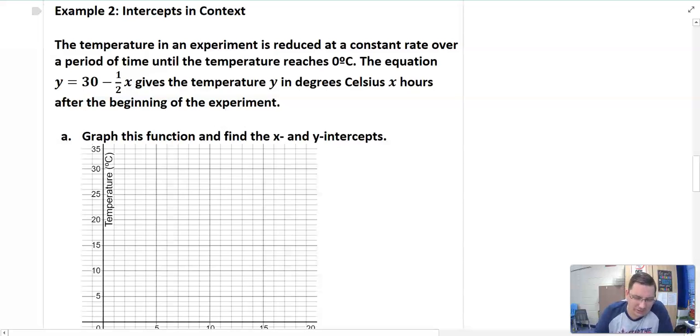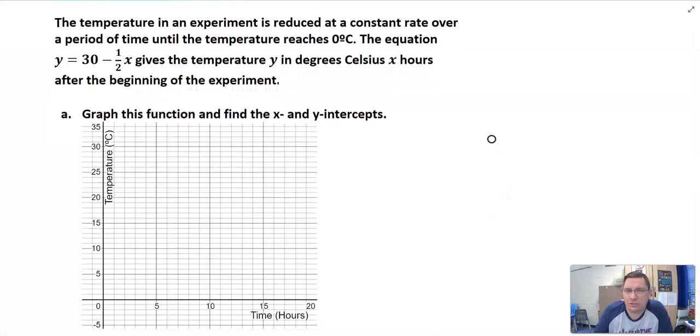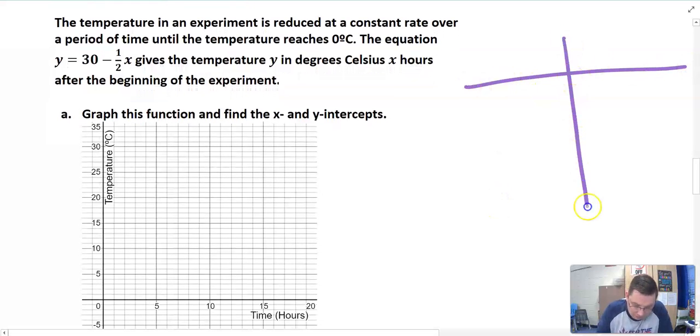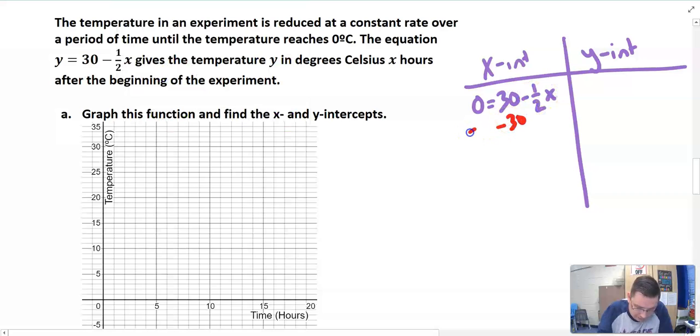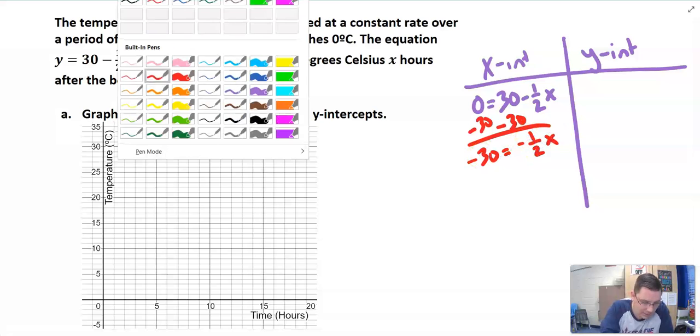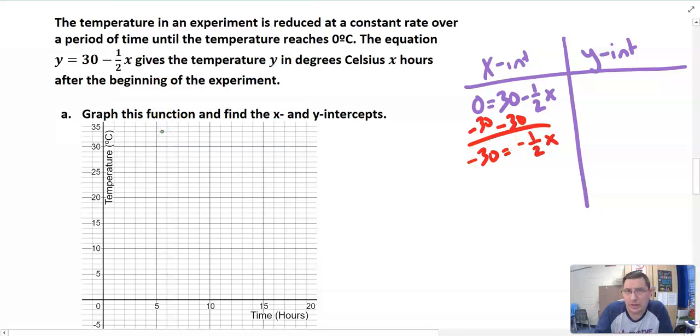Now, we don't always have to be given an equation in standard form to find the intercepts. We can still do our process and find the x-intercept and the y-intercept no matter what equation we're given. And so for the x-intercept, remember we're going to plug in 0 for y and solve for x. So 0 for y: 0 equals 30 minus 1/2 x. And so I'm going to subtract the 30 from both sides. So I get negative 30 is equal to negative 1/2 x.